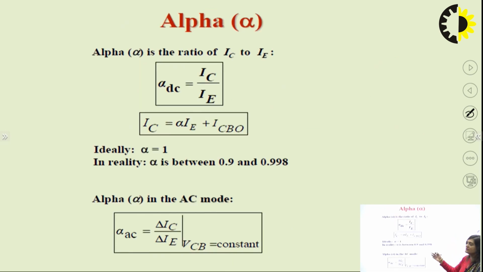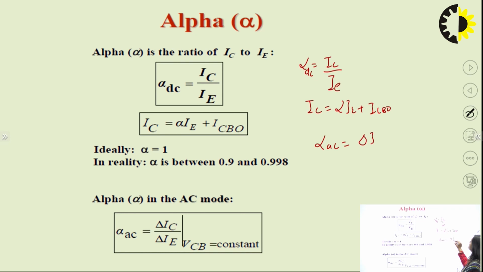And this is the amplification factor alpha. I have told you this is the ratio of the output current upon input current, that is IC upon IE. And this IC can also be written as alpha IE plus ICBO. If this alpha is calculated on DC current, then alpha DC is equal to IC upon IE, and if it is alpha AC, then it will be delta IC upon delta IE at constant VCB. This is calculated while keeping VCB constant.